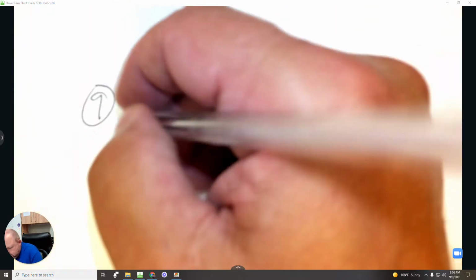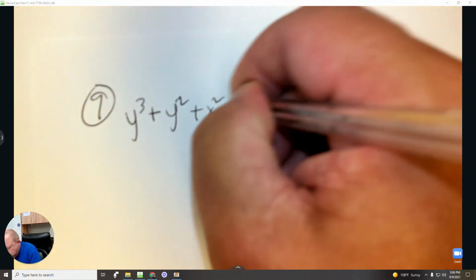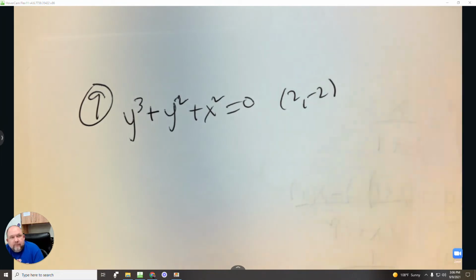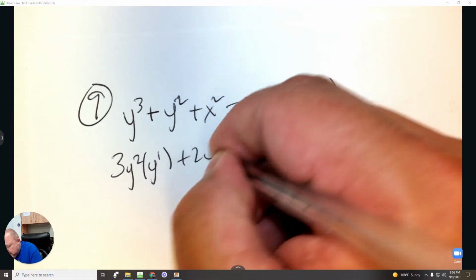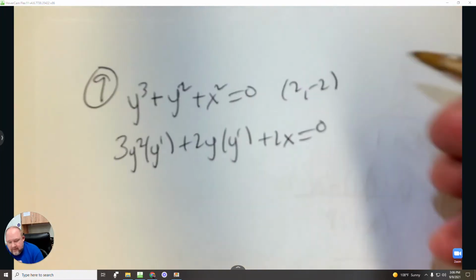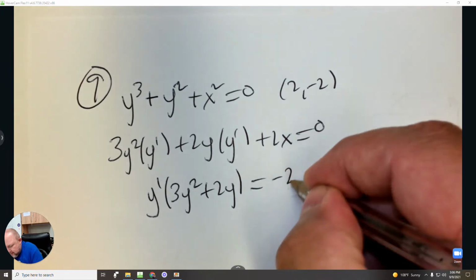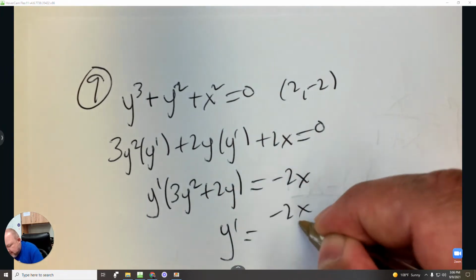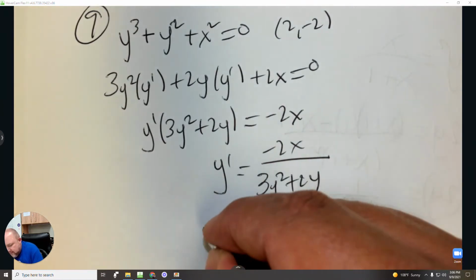Number 9. All right, take the derivative first. 3y squared, and it needs the hook on. 2y, and it needs the hook on. And 2x. Next, factor out a y prime here, and subtract 2x. And then the last step is to divide. Then you plug in the point.